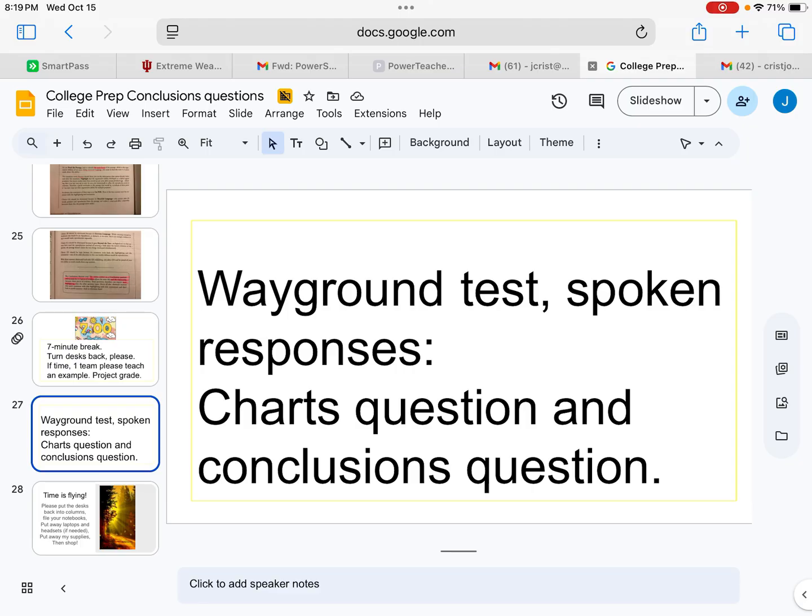I will post photos of those in the Schoology assignment so that you can see them. You can maybe screenshot them with your phone, and that way you can read them from your phone while you are doing the audio response in the Wade-Grounds test.